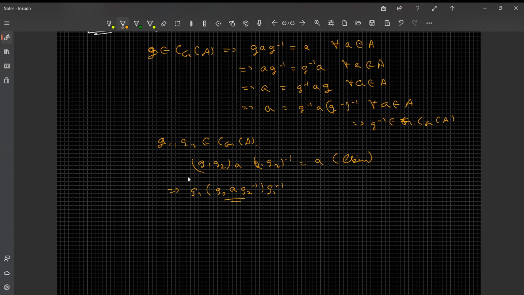Now G2 A G2 inverse is A, because G2 is in the centralizer, so this conjugate fixes A. So this equals G1 A G1 inverse. But this is again A, because G1 is also in the centralizer. Therefore, G1 G2 is also in C_G(A). Therefore, C_G(A) is a subgroup of G. Clear?